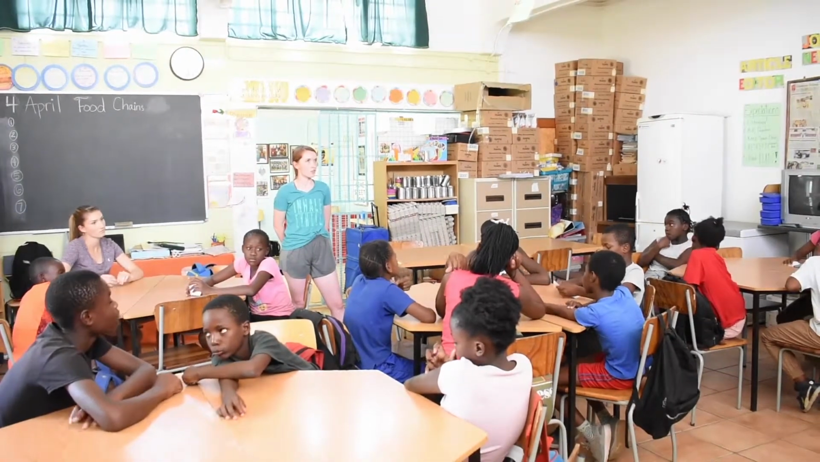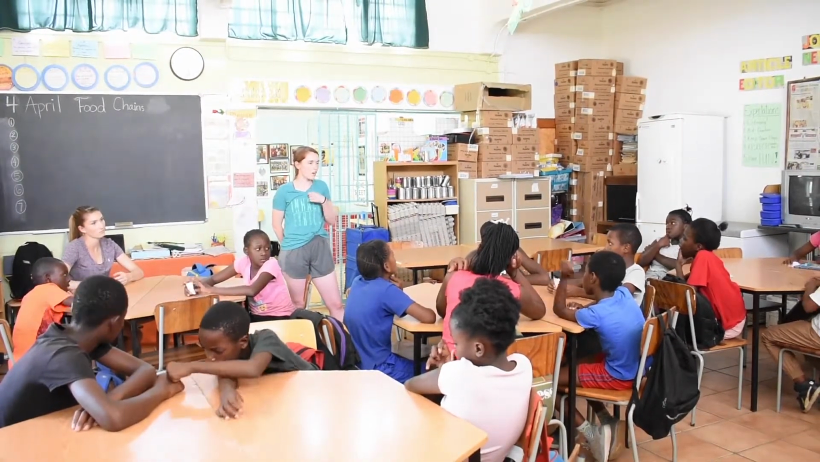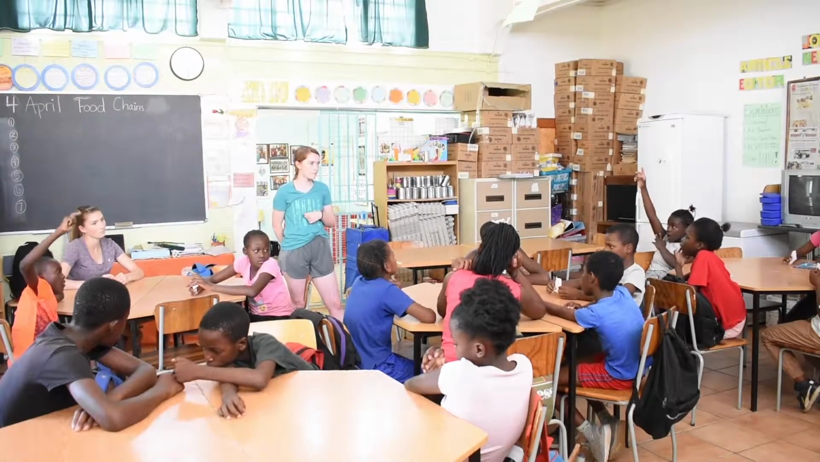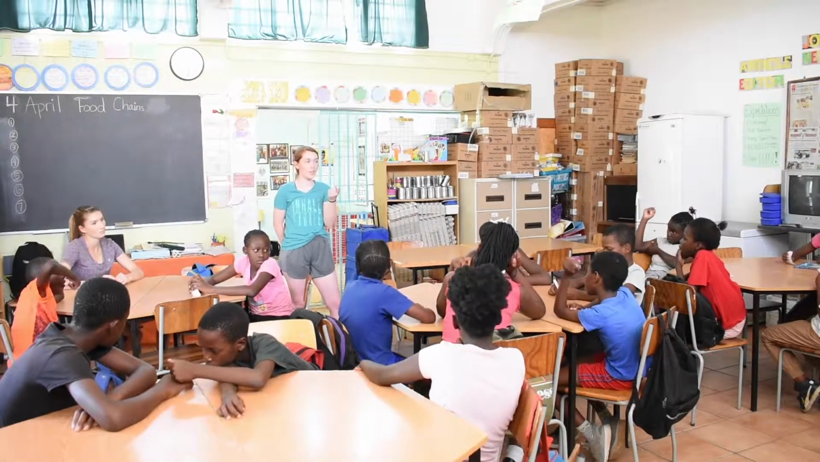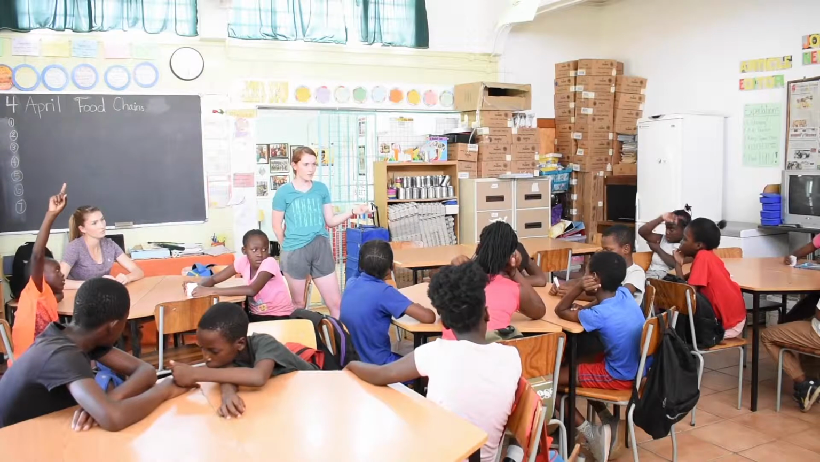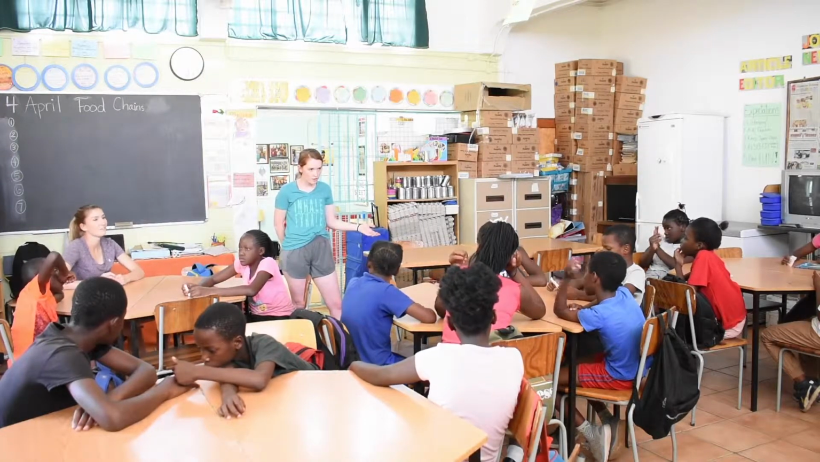Okay, and then the third category, which we are, what are we? We are human beings. What do human beings eat? What type of food? Meat.